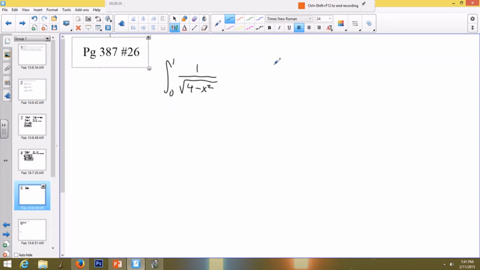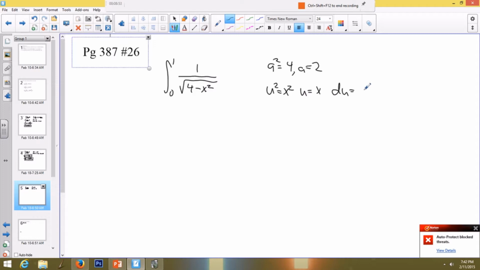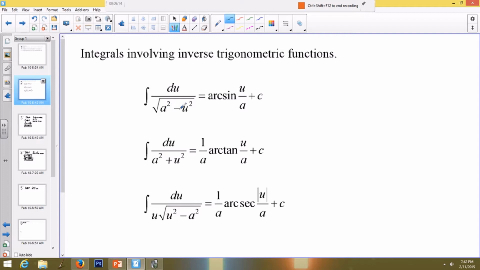So if I look at it, I'm going to let my a squared equal 4, then a will equal 2, and then I'm going to let my u squared equal x squared, and then my u will equal x, and then du will just equal 1 dx, or dx. So there's dx there, don't forget. So I don't have to worry about my du. Du and dx are straightforward. And so now it's just a matter of using the form right here. It's just the arcsine of u over a plus the constant c.